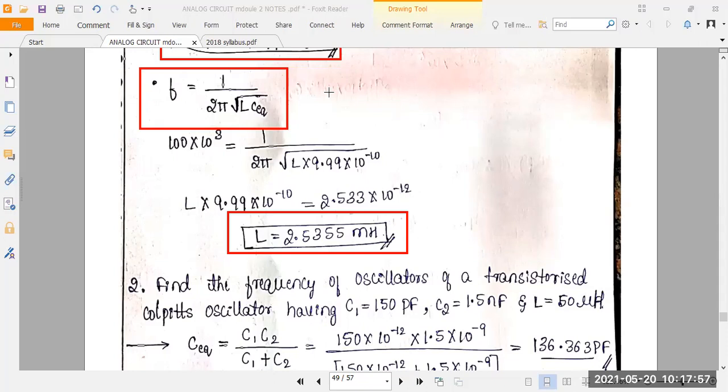Understood? These questions are important for the knowledge purpose, not for the internal, not for the examination. You'll get different questions for assignment 1 and 2, depending on your model number 1 and 2.